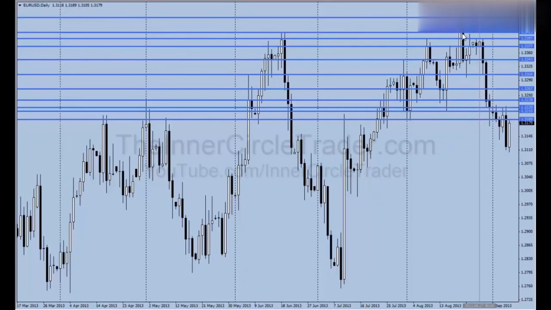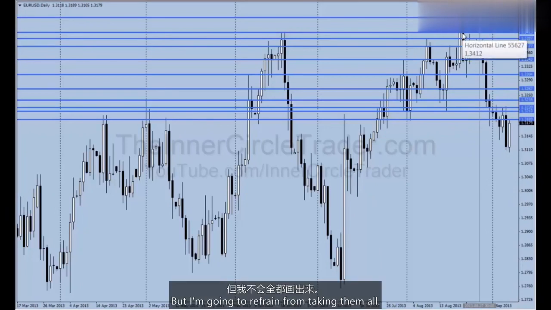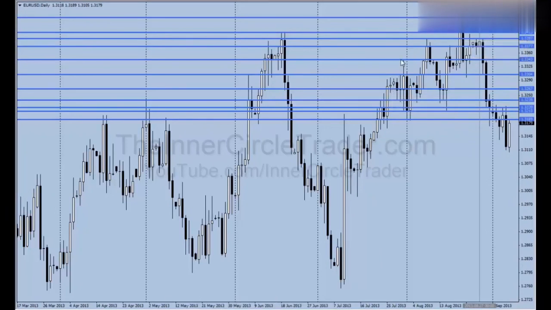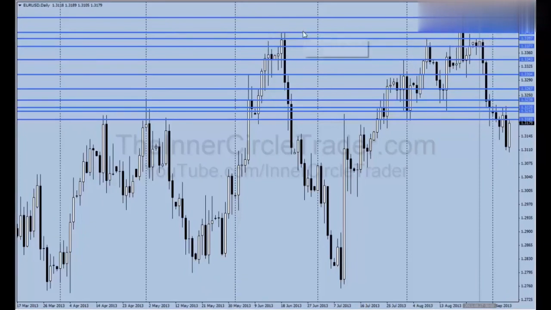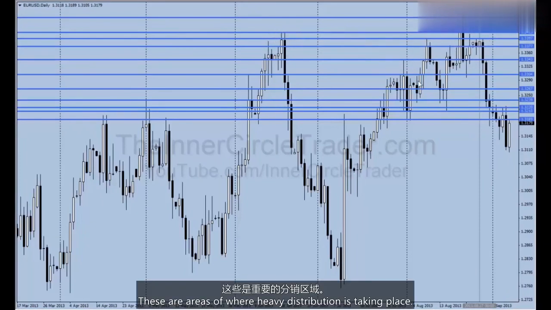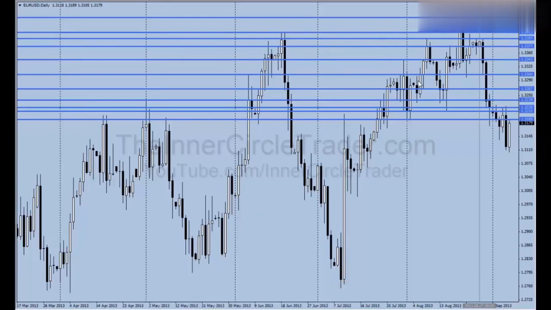Now, I've got a lot of lines on this chart, but I'm going to refrain from taking them all off because I'm going to need them in a moment. But we have this rally up, makes a swing high. Then we rally up, makes another swing high. And we rally up, makes a higher swing high. Whenever you see moves like this, keep pushing higher, higher, higher into an old high, these are areas where heavy distribution is taking place.